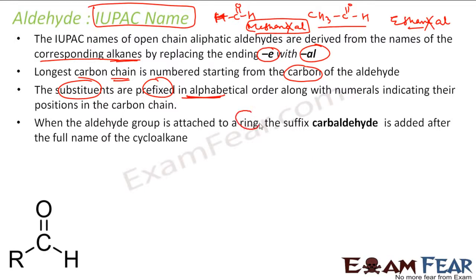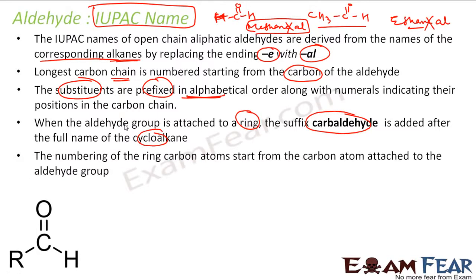When you have this aldehyde group attached to a ring, then you suffix carbaldehyde after cycloalkane. We will see all these examples to understand these. And as is the case of the normal chain, here also for the ring chain, the numbering will start with the aldehyde group.